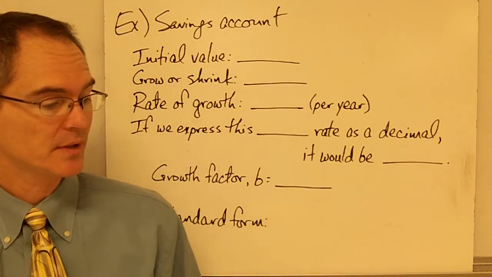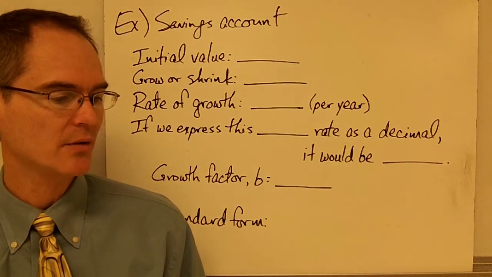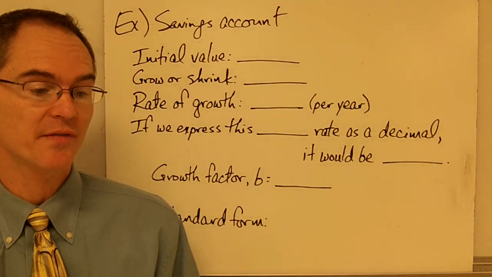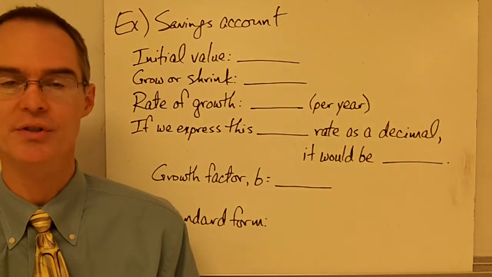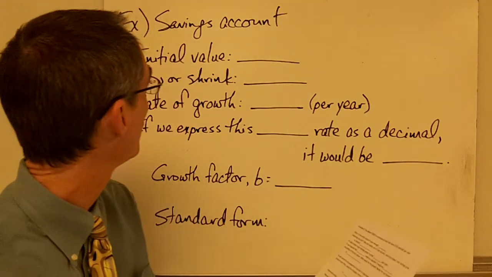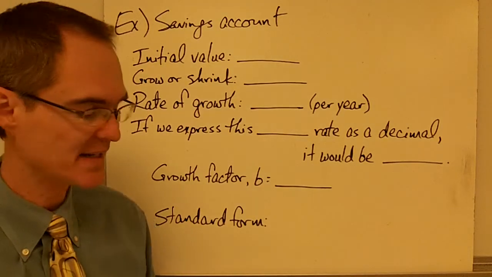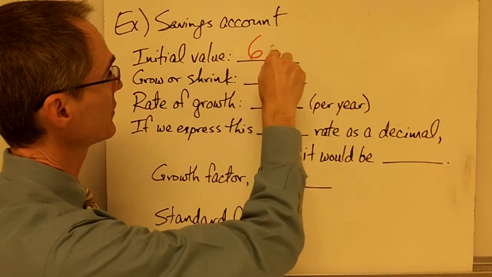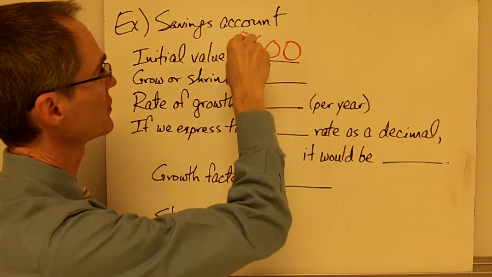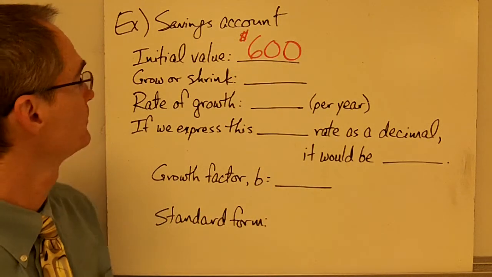Okay, in this example, it says I deposit $600 in a savings account that earns 5.5% interest per year. So the initial value of my savings account is $600. That's how much money I start out with in my savings account.